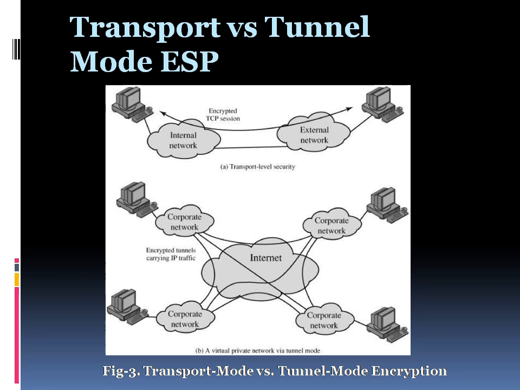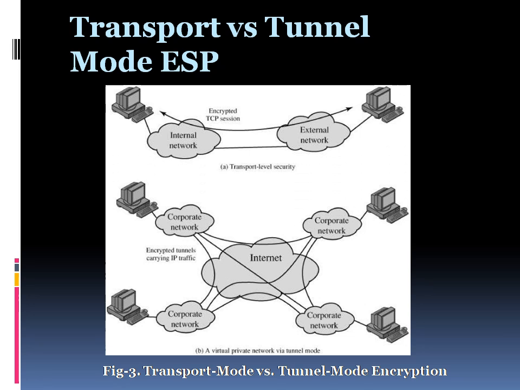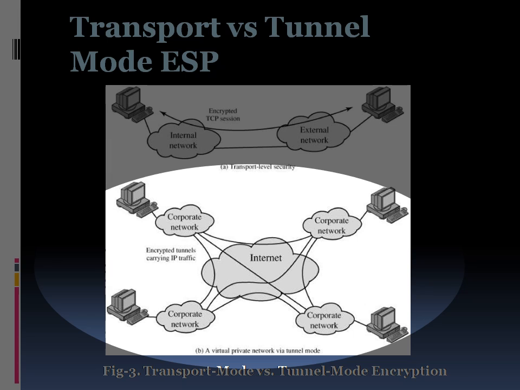Let us now discuss transport and tunnel modes in ESP. Figure 3 shows two ways in which the IPsec ESP service can be used. In the upper part of the figure, encryption and optionally authentication is provided directly between the two hosts. So we have two computers here in the first figure, which are nothing but the two hosts. Next, the lower figure shows how tunnel mode operation can be used to set up a VPN, or virtual private network. In this example, an organization has four private networks which are interconnected across the internet.